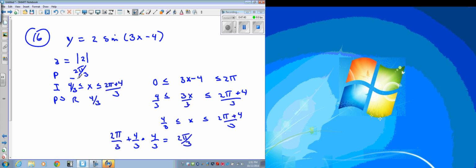So if you were going to graph it, you would start at 4/3 and then go to 2 pi over 3 plus 4/3. Divide that in half, then divide each one of those in half, and figure it out. But that's what they're wanting us to do: amplitude, period, phase shift, and I would suggest you do the interval.